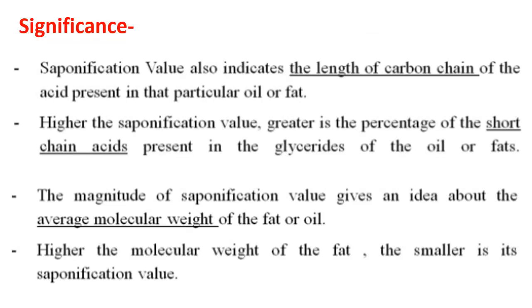Next, significance. Saponification value also indicates the length of the carbon chain of the acids present in that particular oil or fat. The higher the saponification value, the greater is the percentage of short chain acids present in the glycerides of the oil or fat. The magnitude of the saponification value gives an idea about the average molecular weight of the fat or oil. The higher the molecular weight of the fat, the smaller is its saponification value.